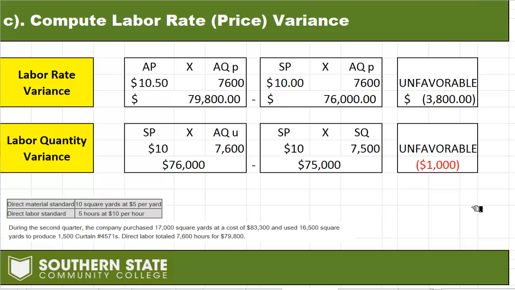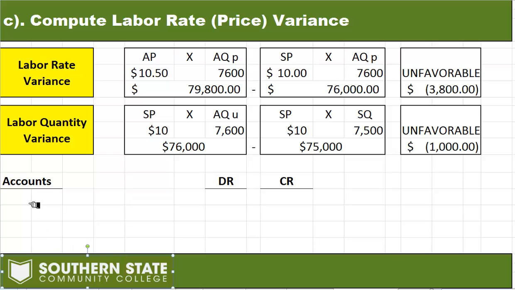Now you could also take the total variance here for labor by adding that 3,800 to the 1,000, and that would give me a total labor variance of 4,800 unfavorable. So if you're ever asked how to calculate the total variance for labor, that's basically the idea. You'd take the rate variance and the quantity variance and add them together. So let's talk about journal entries.